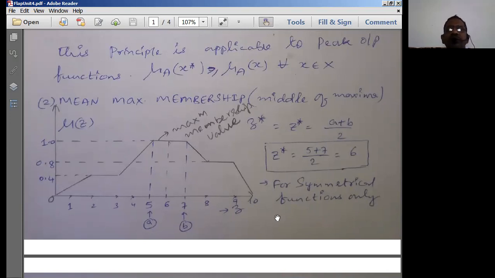So it is something like the middle of maxima method. In this middle of maxima method, let us suppose, what is this function called? This particular membership function is simply known as the union of several other trapezoidal fuzzy sets.